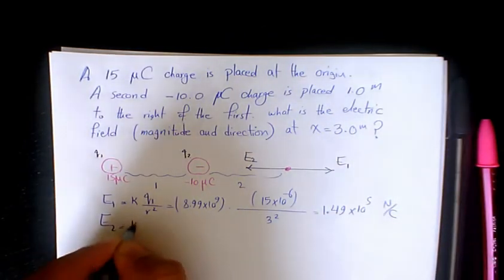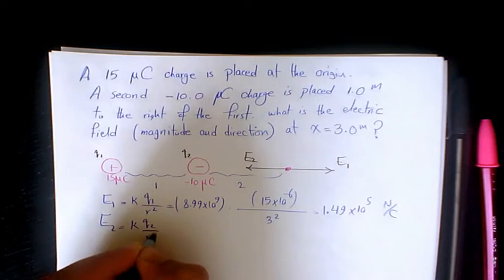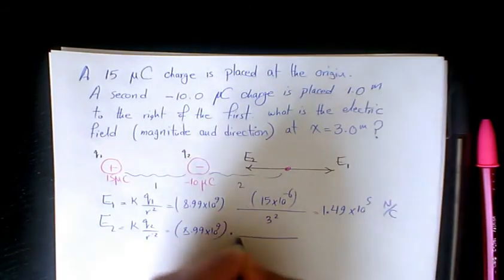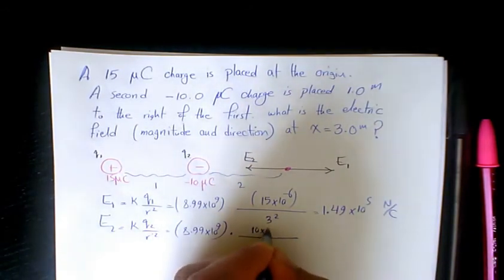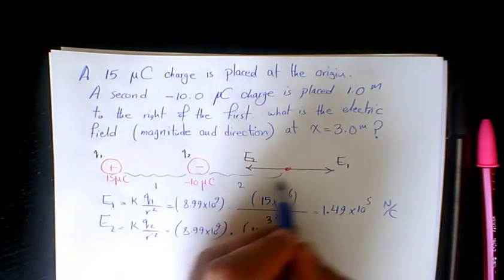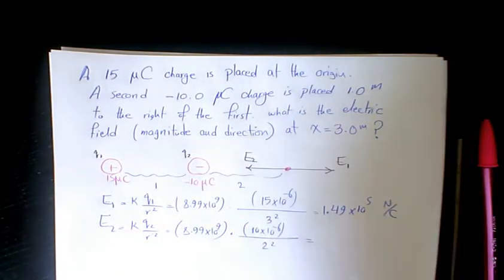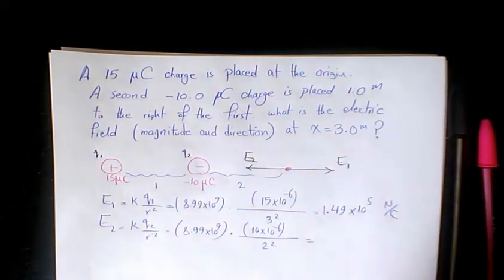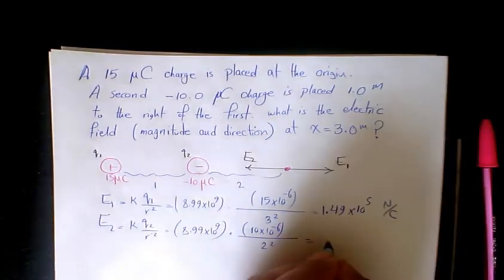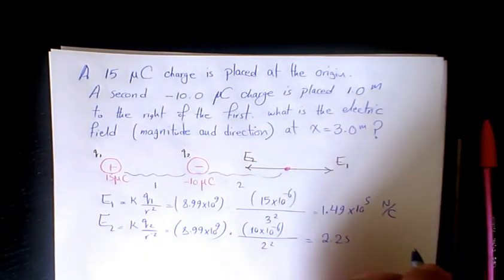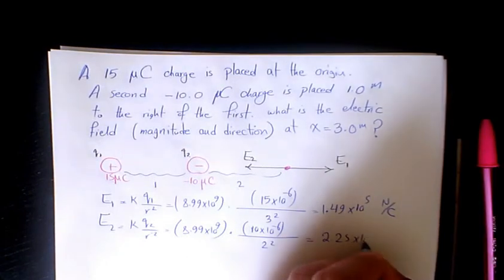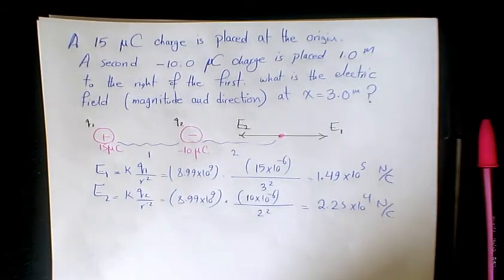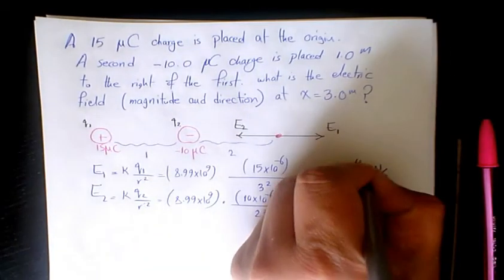E2 is K Q2 divided by R prime squared, which is going to be 8.99 times 10 to the power of 9. Q2 is 10 times 10 to the power of negative 6, divided by 2 meters squared. That's going to be 8.99 times 10 to the power of 9 times 10 times 10 to the power of negative 6 divided by 4. That will be 2.25 times 10 to the power of 4 Newton per Coulomb. This one is 4 as well.